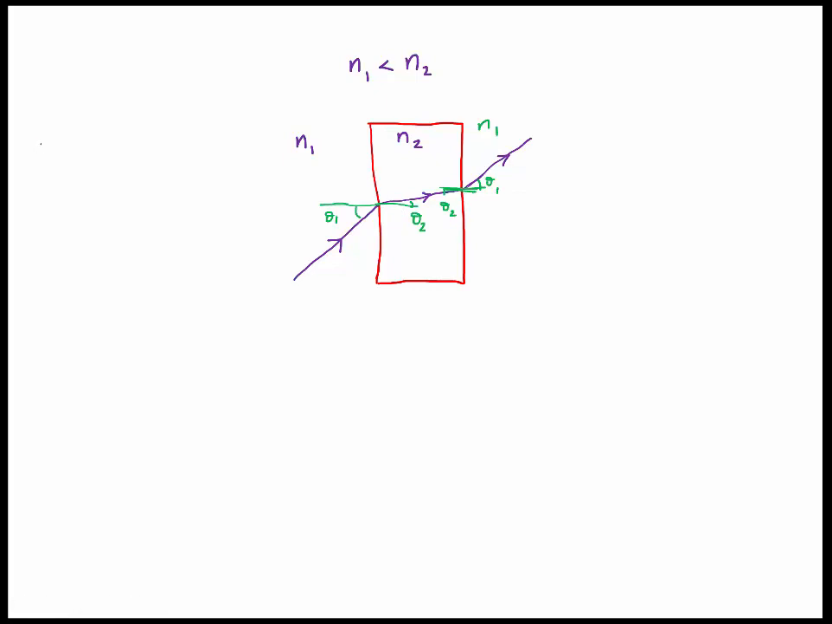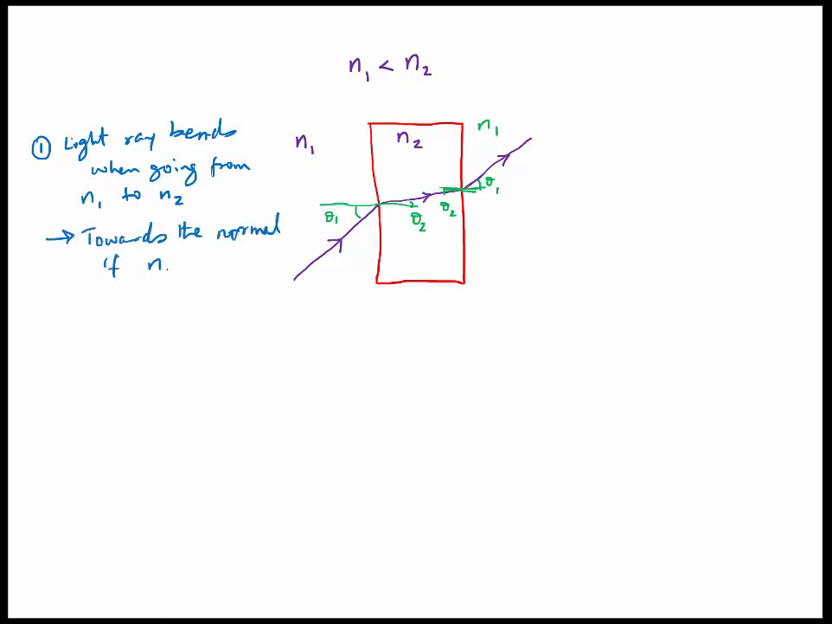So listing these properties, let's capture the main point. A ray of light bends when it goes from one medium to a different medium. So when it goes from one material to another material where the index of refractions are different, the light ray bends. And the way it bends is it bends towards the normal if N2 is greater than N1, and it bends away from the normal if N2 is less than N1. So in this first transition, when I'm going from air to glass, glass has a higher index of refraction than air, so it bends towards the normal. And when it goes back from glass to air, air has a lower index of refraction than glass, so it'll bend away from the normal.